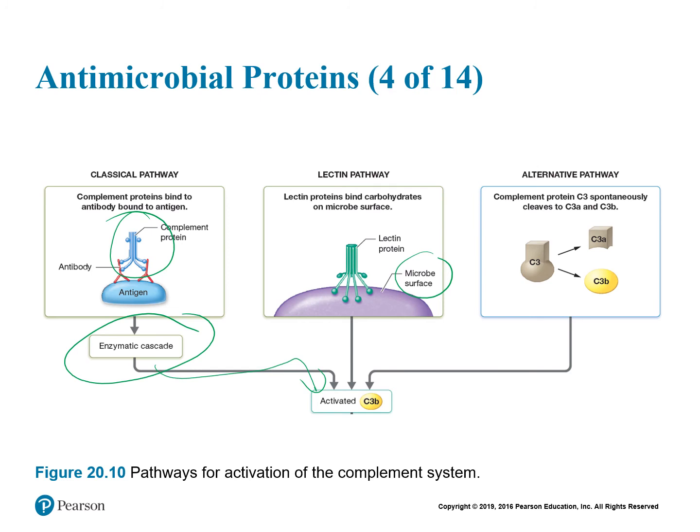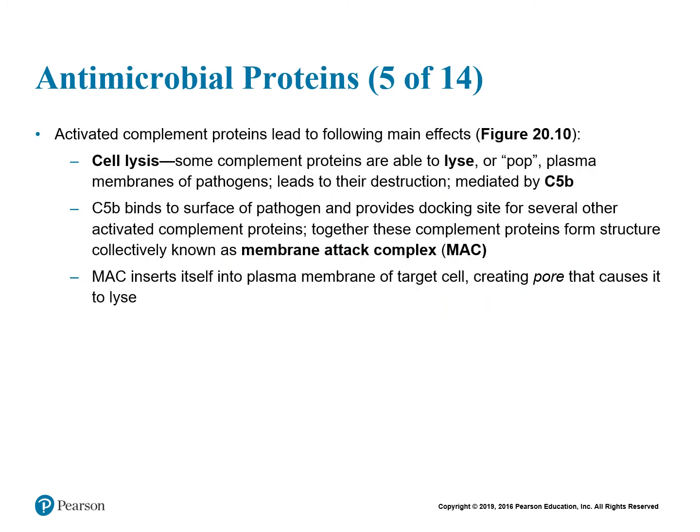And then, of course, let's say you have an alternative pathway. There's a spontaneous separation of C3B, and it's going to activate C3B. Once those complement proteins are active, some of them are going to start triggering cell lysis, or pop. So what this does is C3B is going to activate C5B, and what C5B does, let's draw a cell.